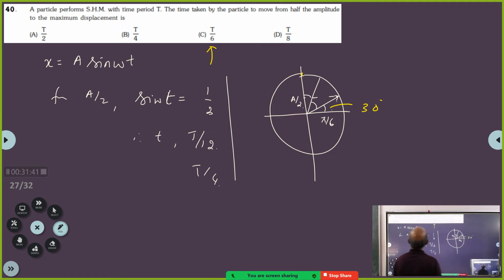So to go from here to here, the time taken for the particle to move from half the amplitude to the maximum, whatever time it has taken here, it will take the same time for this 30 degrees and this 30 degrees, isn't it? So here the time will be T by 4. You divide it into 3 parts. That will become T by 12. So the time taken to go from here to here will be T by 12 into 2, and that gives you T by 6. Isn't it simple? Yes, sir.